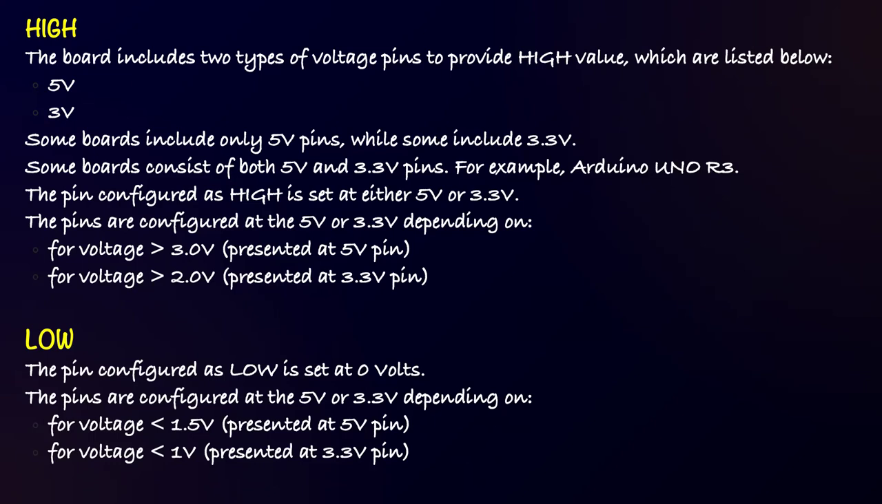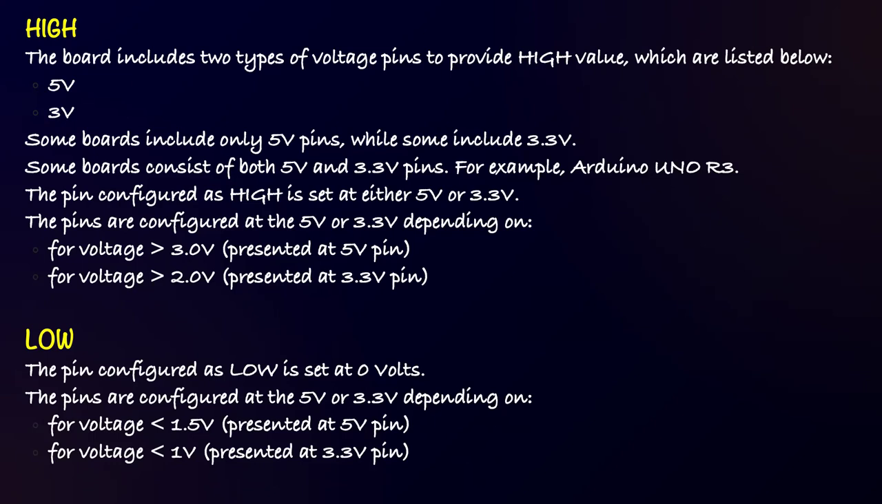Some boards consist of both 5 volt and 3.3 volts, for example Arduino Uno R3, which we will be using primarily. I'm telling you again and again: if you are about to purchase an Arduino and program in it, and whatever I'm teaching you is to be executed in it, please kindly buy Arduino Uno. That would be very advantageous for you. Later on, when we'll be doing projects, you can also use LilyPad and everything.